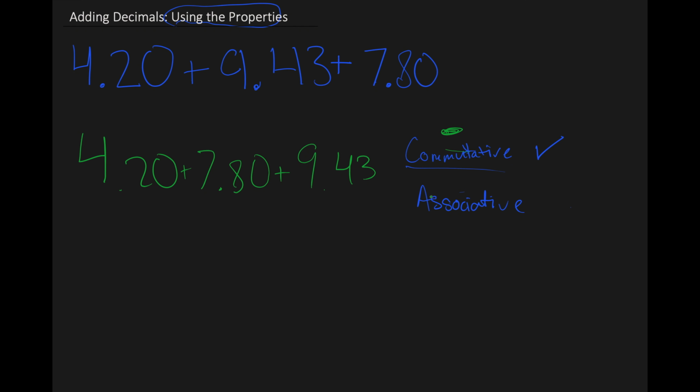So instead, now we're going to use the associative property. And the associative property states that the groupings can change, so the parentheses can change and the sum will still remain the same. So if we do 4.20 plus 7.80 first, the sum will remain the same. If we did 7.80 plus 9.43 first, it would too. But we're going to do 4.20 plus 7.80 first because, as I said before, they are compatible. So we use the associative property. Now we're going to start.